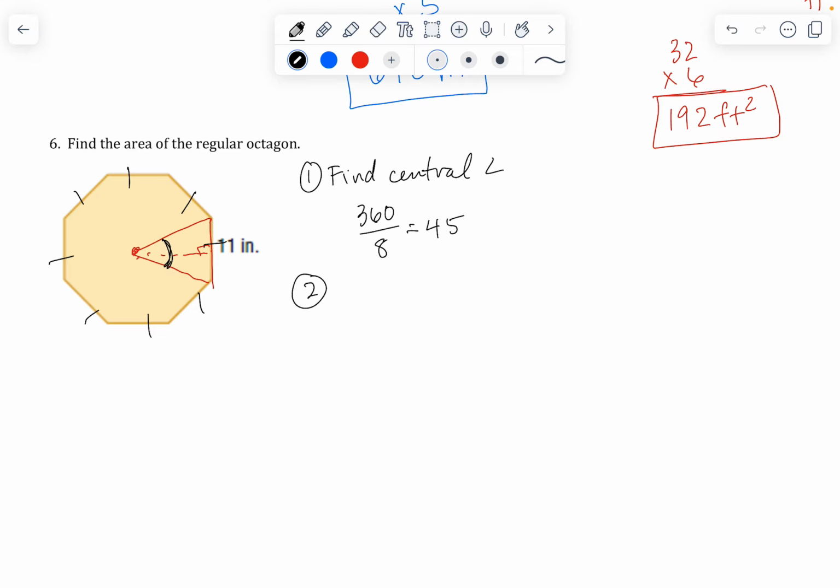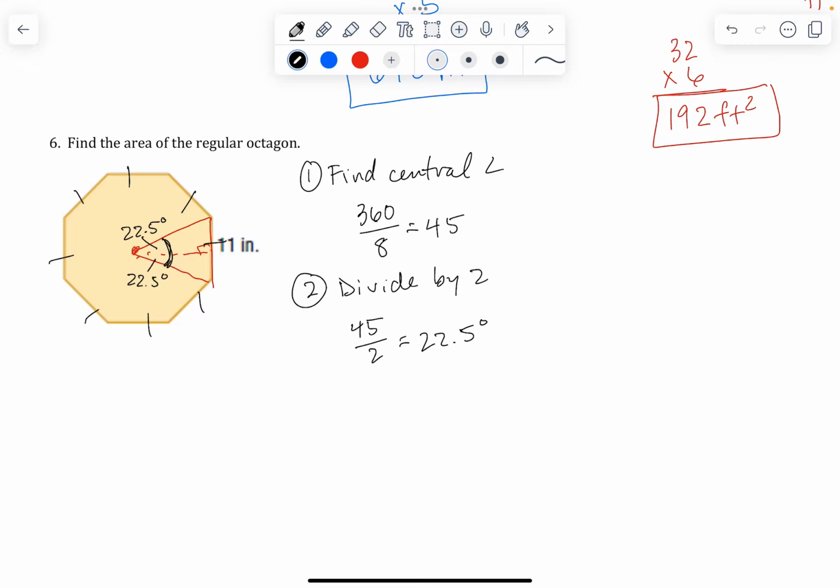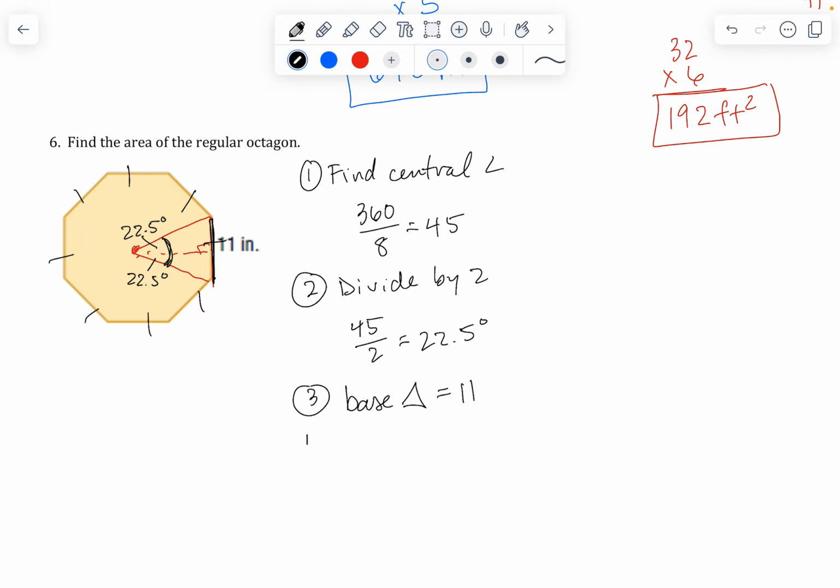Step number 2 is we're going to divide by 2. So we're going to take that 45 and divide by 2, and we're going to get 22.5 degrees. So what we just figured out is this part right here is 22.5 degrees, and this part right here is 22.5 degrees. Step number 3 is we want to figure out the base of the triangle. Well, we already know the base. It's down here. It was given to us. It's 11. So luckily, we don't have to do too much work there. But the next step is find the height of the triangle.